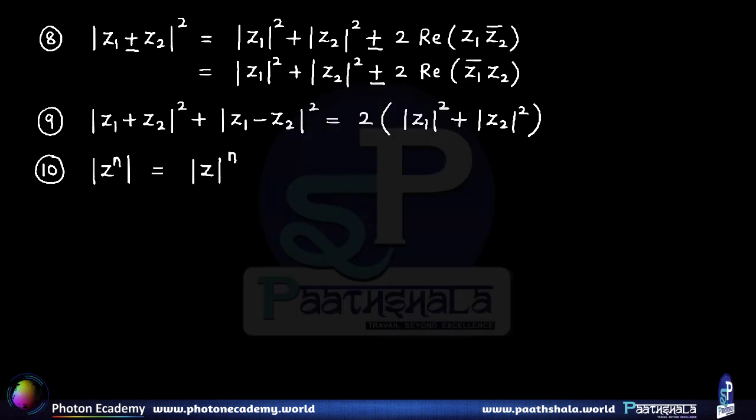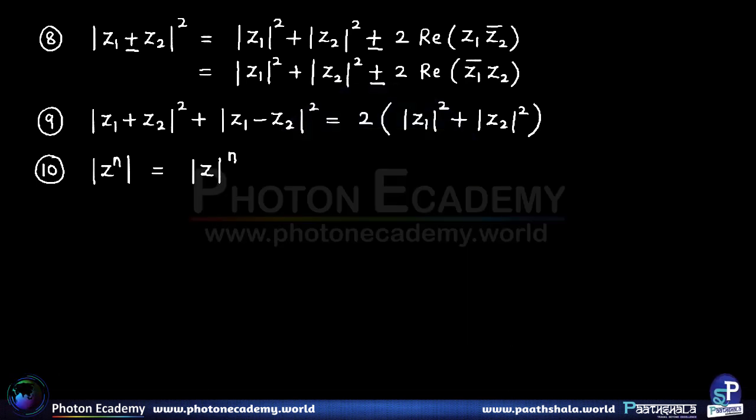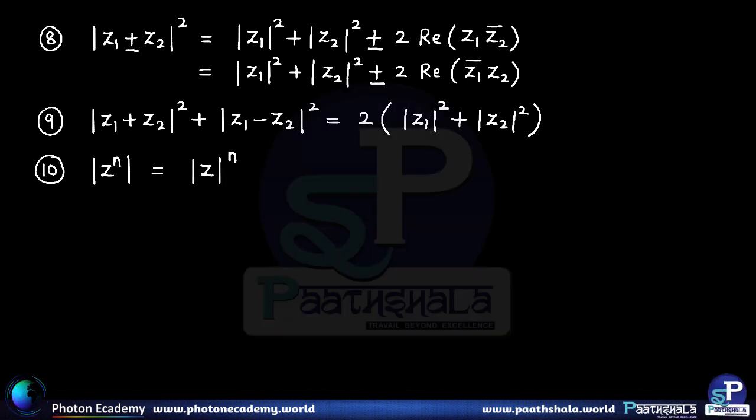Now the ninth property is again evident, that is, if we have mod of z1 plus z2 the whole square plus mod of z1 minus z2 the whole square, then the middle term will get cancelled and we'll be left with 2 times mod of z1 square plus mod of z2 square. And lastly, we have modulus of nth power of z is equal to the nth power of the modulus of z. So these two operations are commutative.